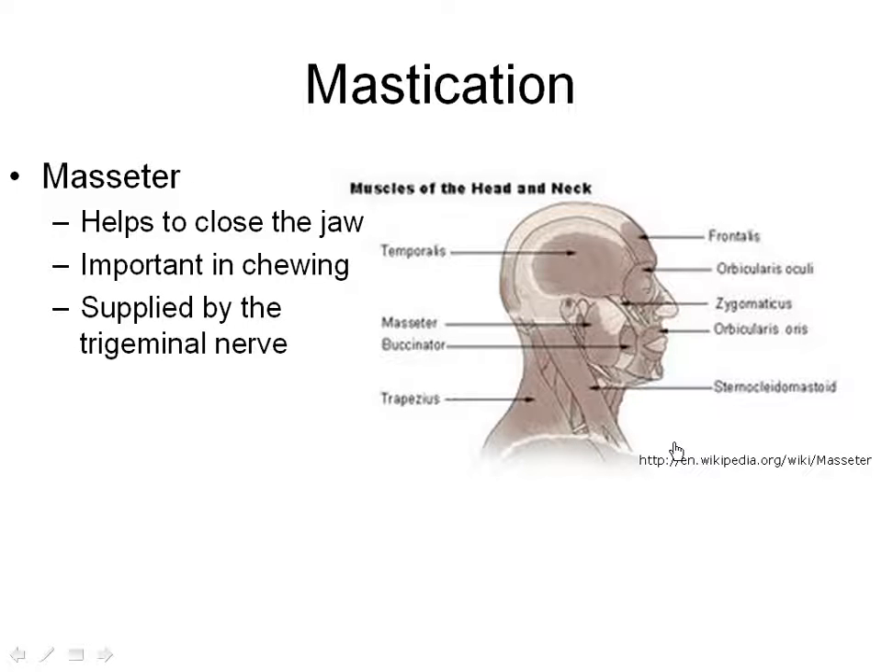The masseter muscle covers part of the mandible. It also helps to close the jaw and chew. And again, if you close your jaw and you clench it and put your fingers at the corner of your mandible, you will feel the masseter muscle. Very important for mastication, for chewing. Also supplied by the trigeminal nerve, number 5.